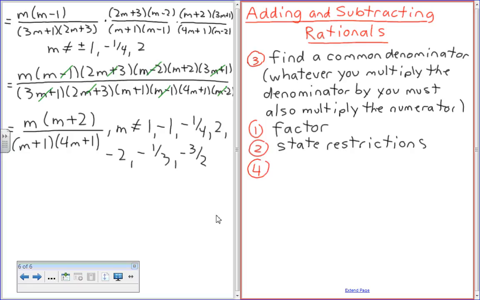before I look at the numerators and add them, number 5 is going to say factor and cancel common factors and numbers. Simplify if possible.